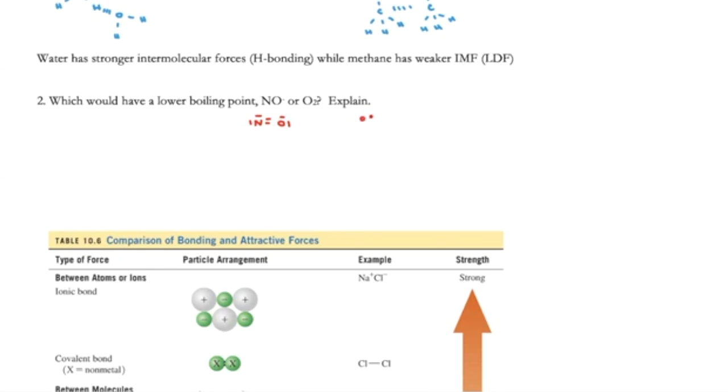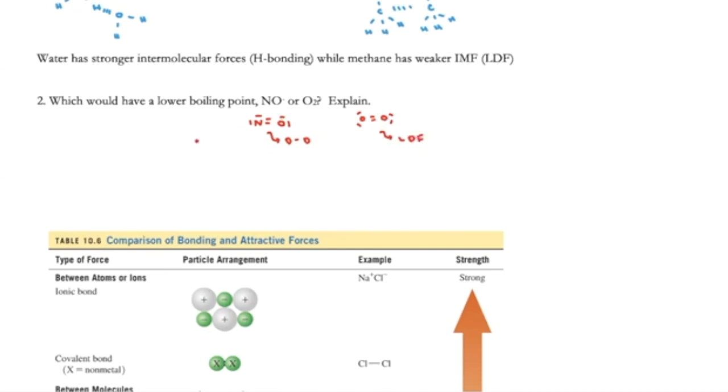Meanwhile, O2, if I draw this, it's got 12 valence electrons as well. That's why I'm skipping this step right here. Oxygen right here is nonpolar. All right, so this is polar because its dipoles don't cancel. This is polar because its dipoles do not cancel. This is nonpolar because its dipoles do cancel, which means NO minus's attractive force is going to be dipole-dipole forces, right? Because it doesn't have hydrogen, so it can't have hydrogen bonding. Meanwhile, oxygen, since it's nonpolar, its strongest attractive force will be LDF.